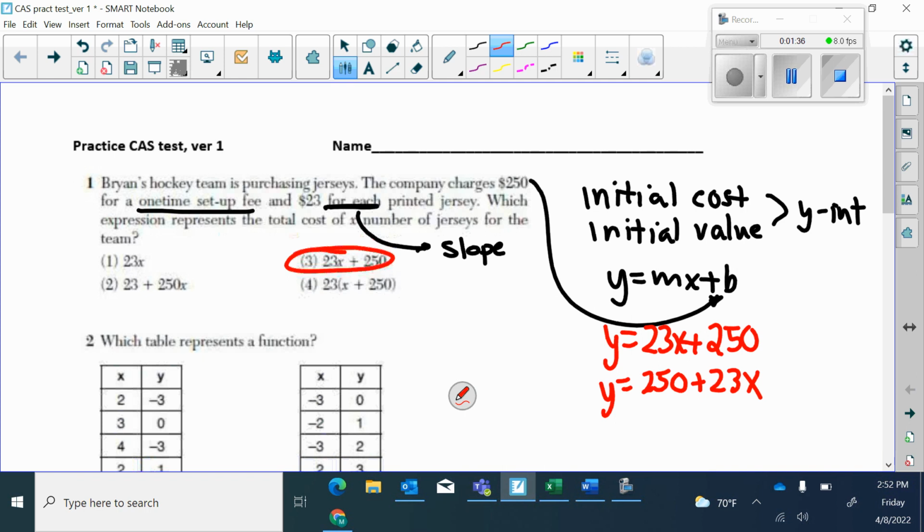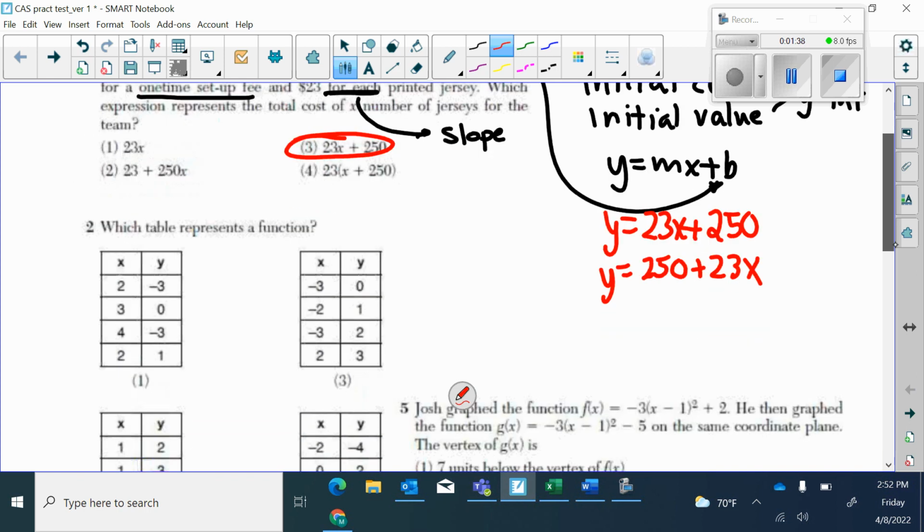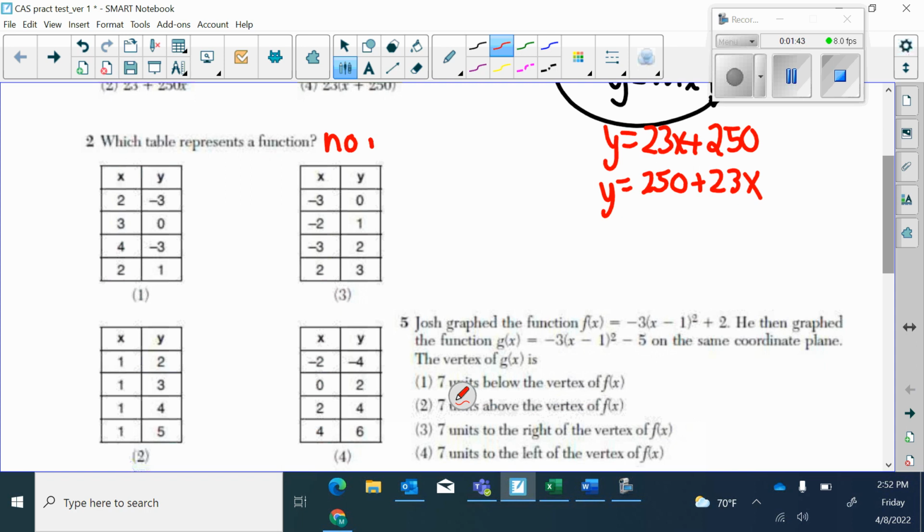All right, number 2, which table represents a function? You know, for a function, for every x there's only one y, and thus no repeat x's. When you see a table, it's the first thing you're looking for: no repeat x's. So there's repeat x's right there, gone. There's repeat x's, gone. There's repeat x's, gone. So nice and easy. It should be an easy free point when you see it on the DCAS.